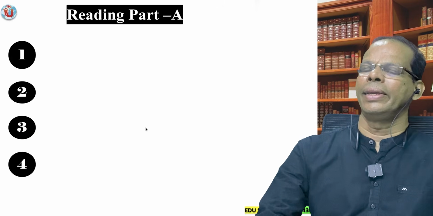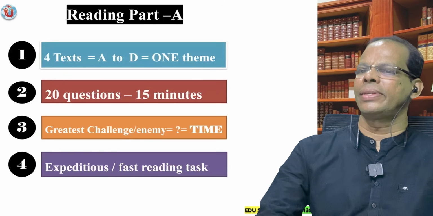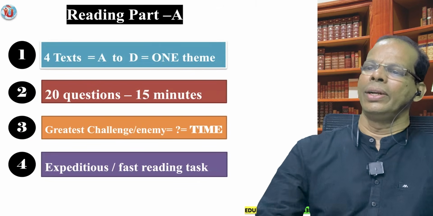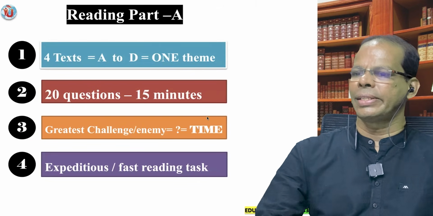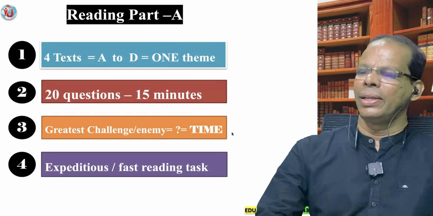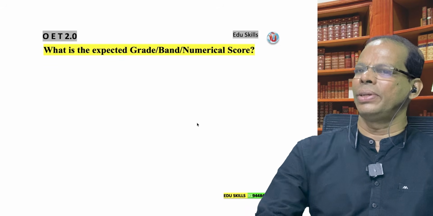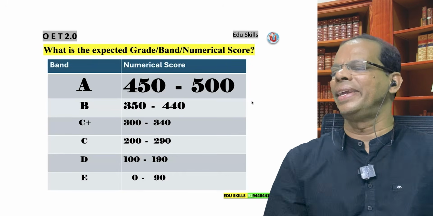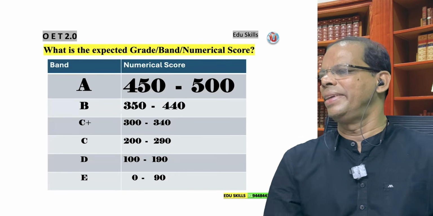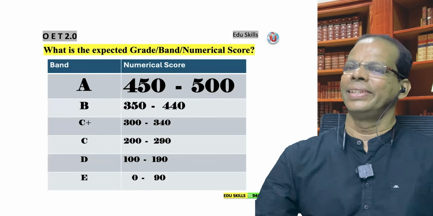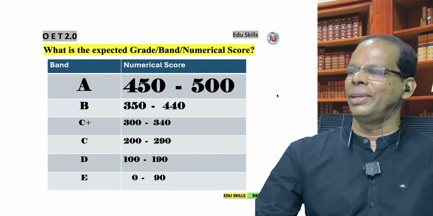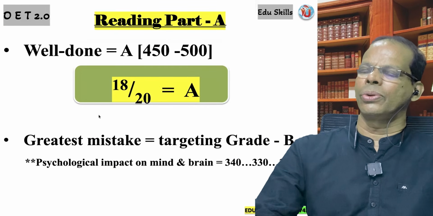Reading part A: 4 texts, text A, text B, text C, and text D, but one theme. All the 4 texts will have one theme. 20 questions, 15 minutes. The greatest challenge or enemy is time. It is an expeditious, fast reading task. What do I mean by that? It means your speed. Smart reading is not detailed reading. You have to read very fast. I always say the expected band score is 450, if not 500. That's the best way to score higher.